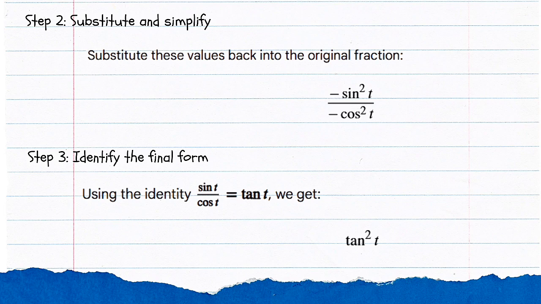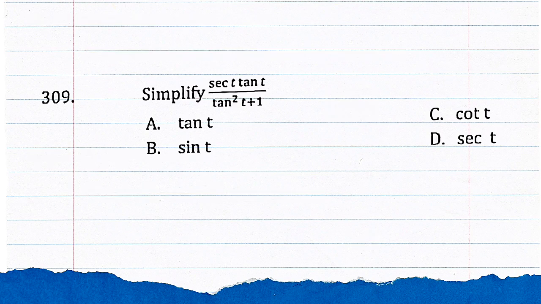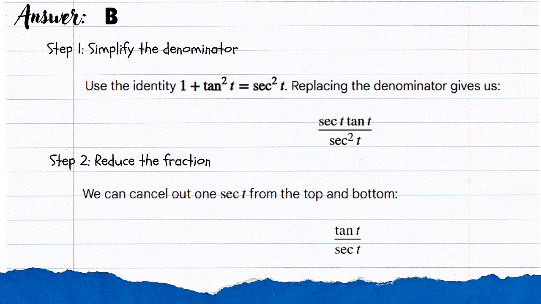And step 3 is to identify the final form. Since we recall that the quotient identity of tangent t is equivalent to sine t over cosine t, we get tangent squared t. Question number 309. Simplify secant t tangent t over tangent squared t plus 1. And here are the choices. Letter A, tangent t. Letter B, sine t. Letter C, cotangent t. Letter D, secant t. And the answer is letter B. And here are the steps.